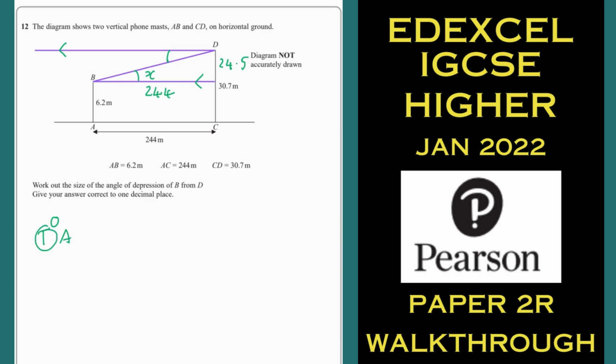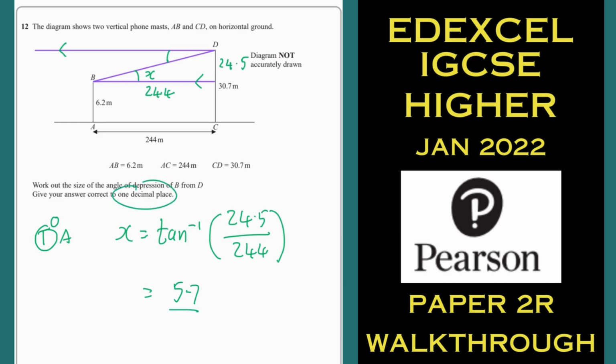You want the angle, so to find X, inverse, shift, second function, whatever your calc's got. Opposite is 24.5. Adjacent 244. Again, be careful how you put in your calc. Fraction button pays off for me. All that spits out 5.73-ish. So to one decimal place, 5.7.